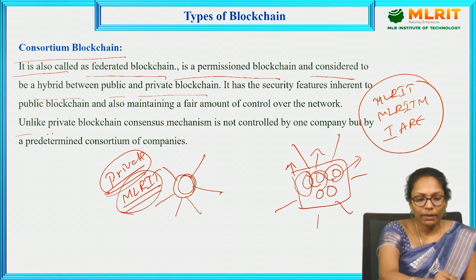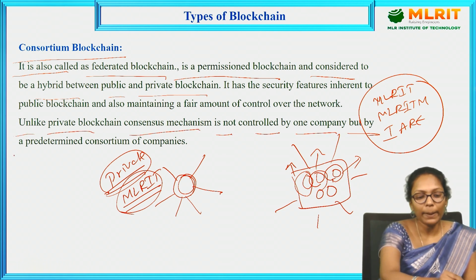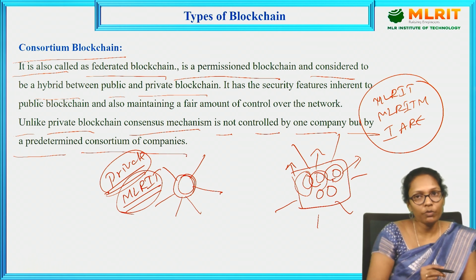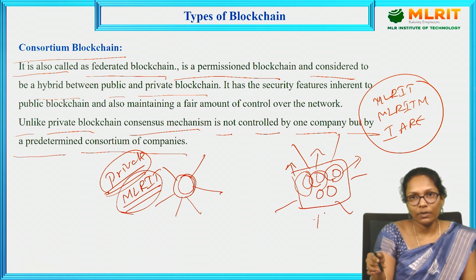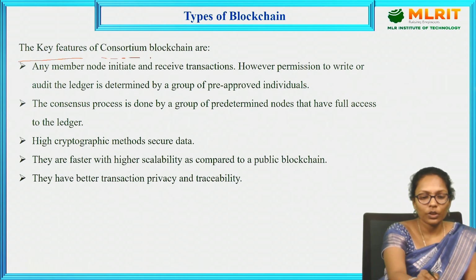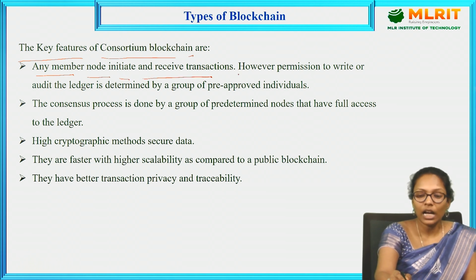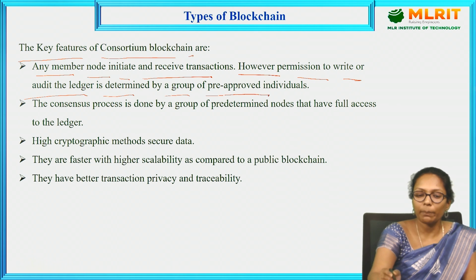So unlike private blockchain, the consensus mechanism is not controlled by one company, but by a predetermined consortium of companies. Previously we were taking the permission only from the principal, sir. But if it is a consortium, that information will go to all these principals, all these authorized persons. Coming to the key features of consortium blockchain: any member node can initiate and receive transactions. However, the permission to write and audit the ledger is determined by the group of pre-approved individuals.